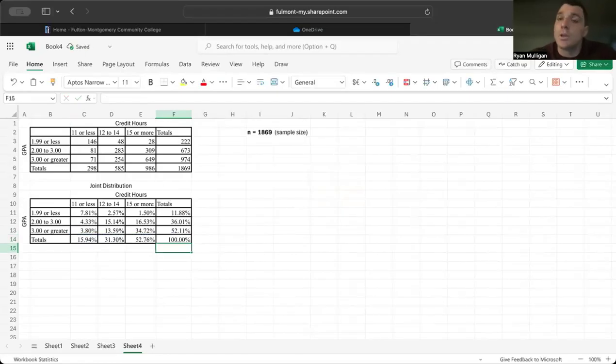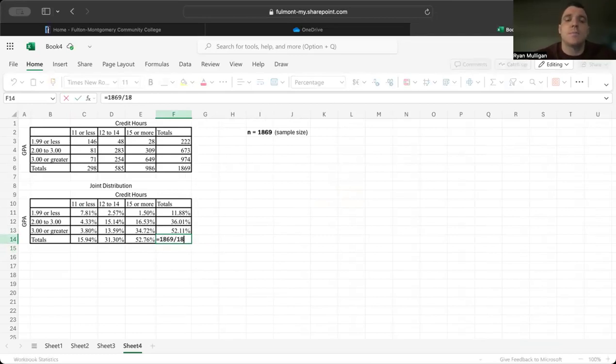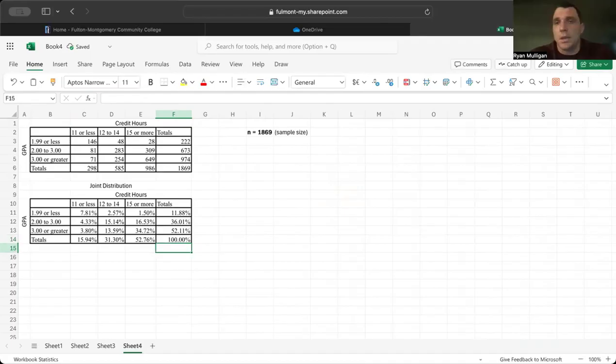there's that. And it should add up to 100%, because if I did this last box the same way I did the rest of the table, I would divide 1869 by 1869, which is 100%. Okay, and that actually makes a lot of sense.